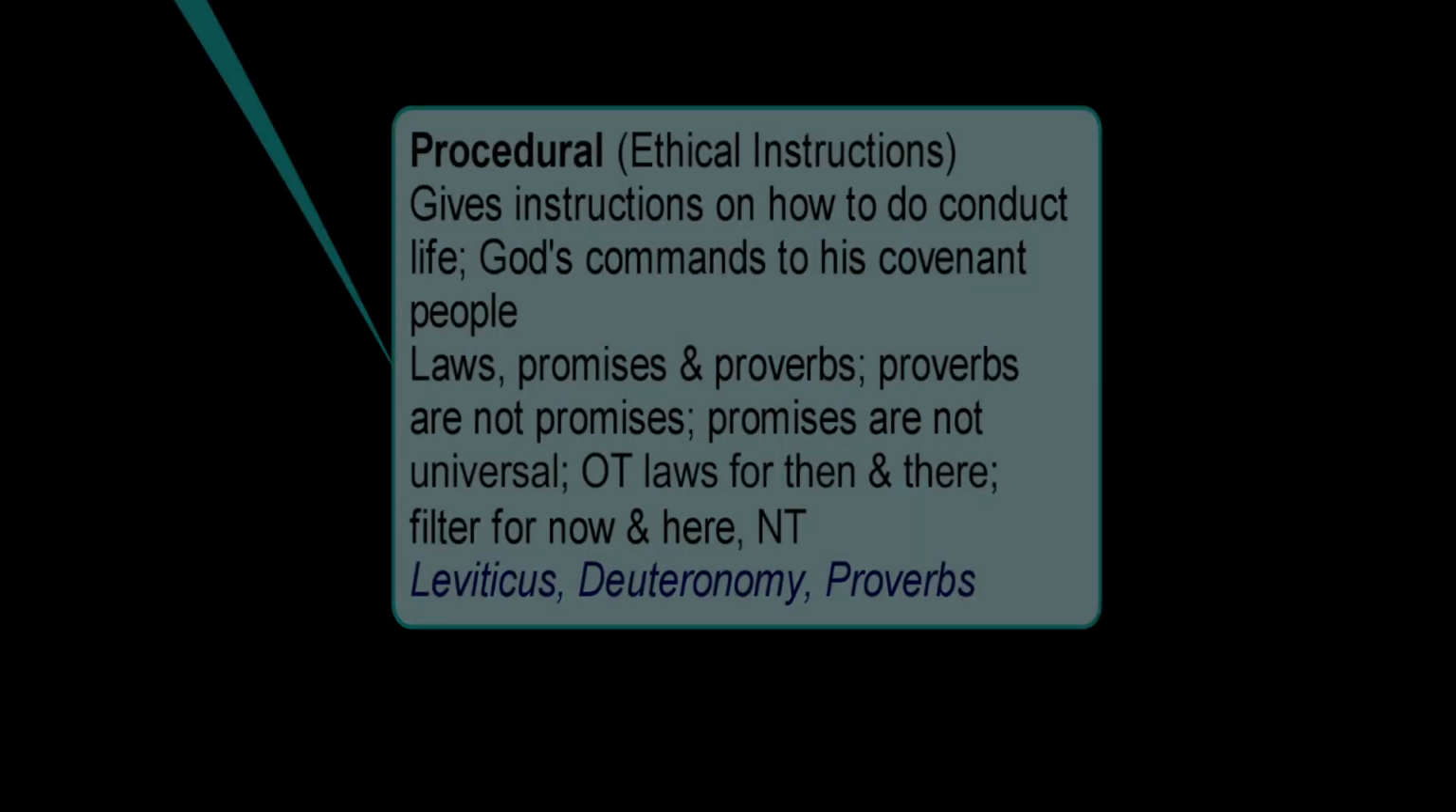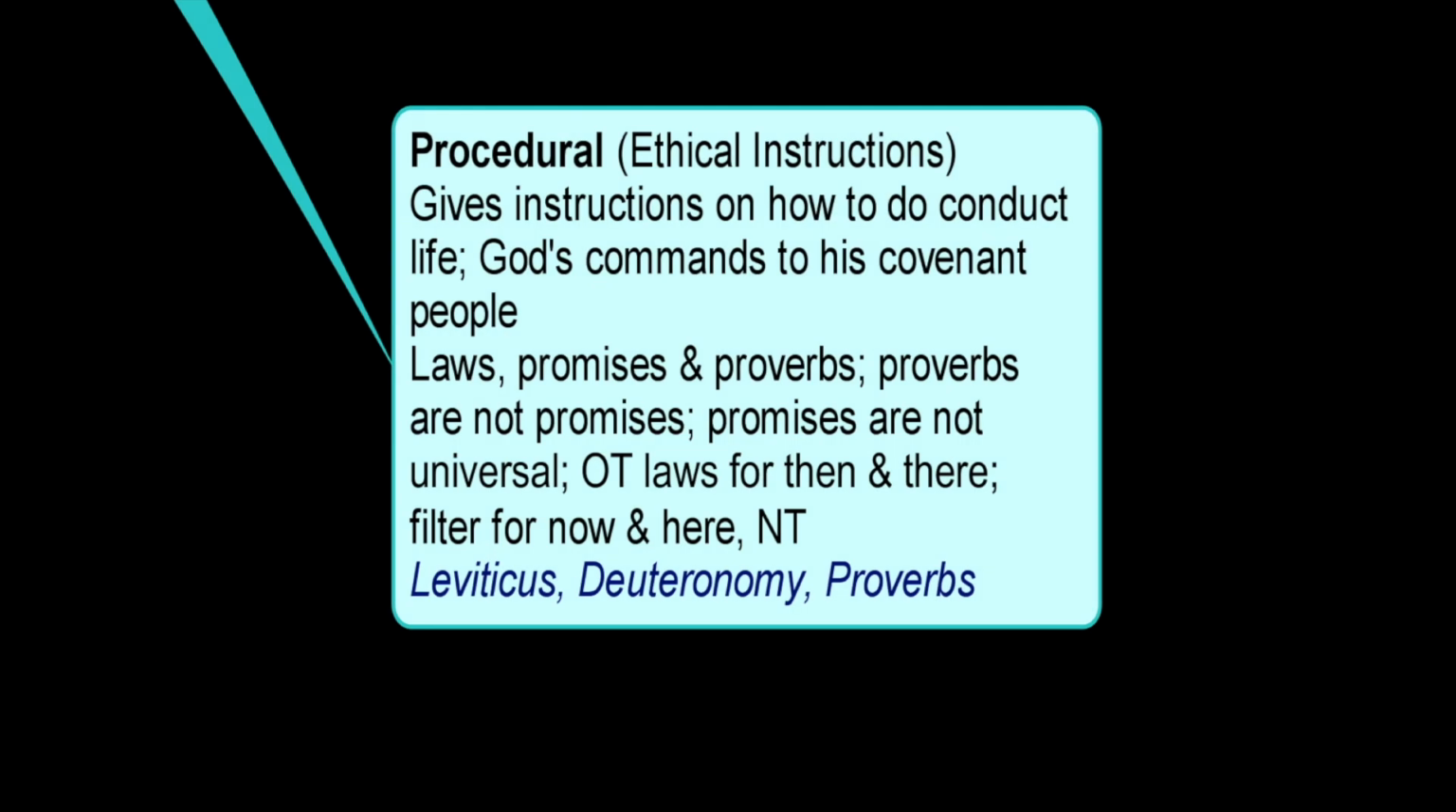The next genre is what we call procedural or ethical instructions. They call it ethical instructions because it tells us how to conduct our lives. God's commands to his covenant people on various affairs of life. Laws, promises, and proverbs. Now, proverbs are not promises, and promises are not universal. There are Old Testament laws that are relevant for then and there, but some of them may be universal, but you need to filter them for now and here through the New Testament.